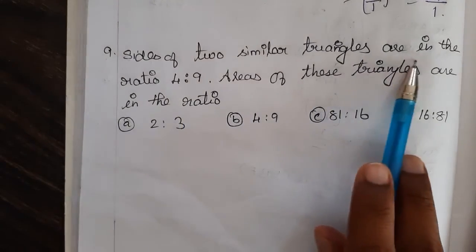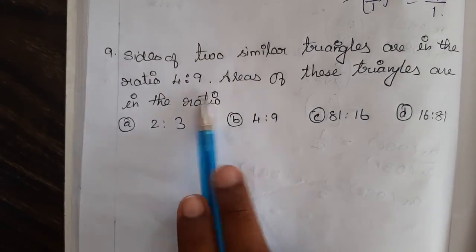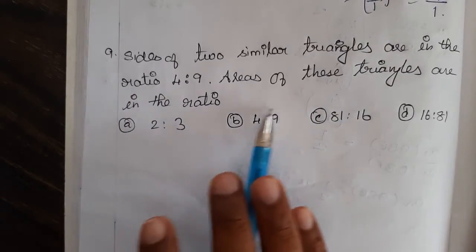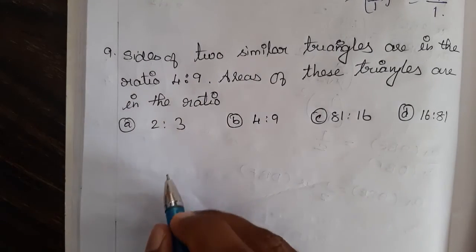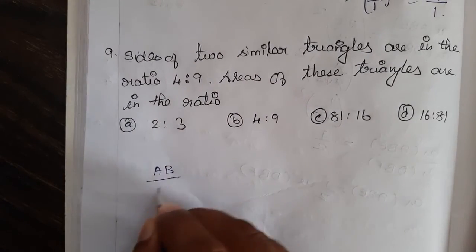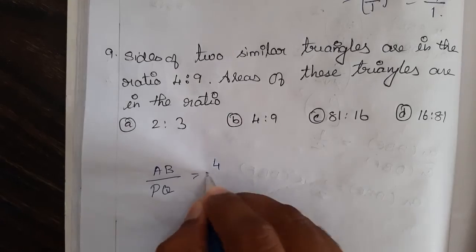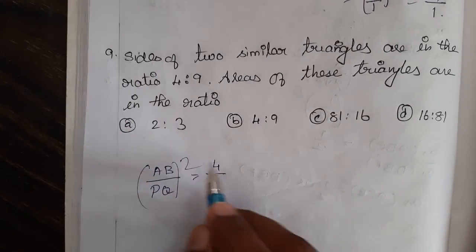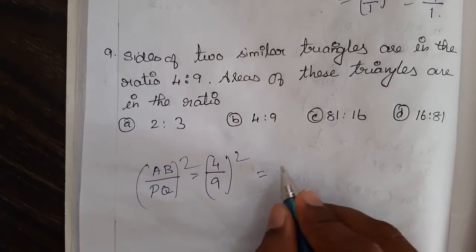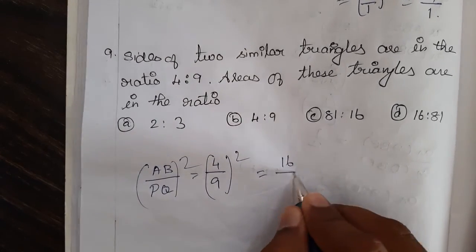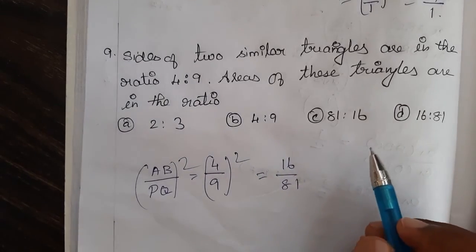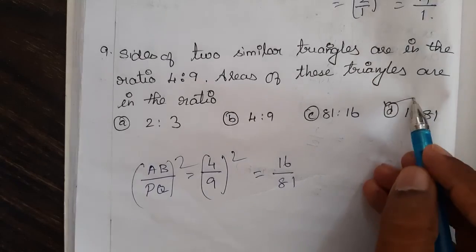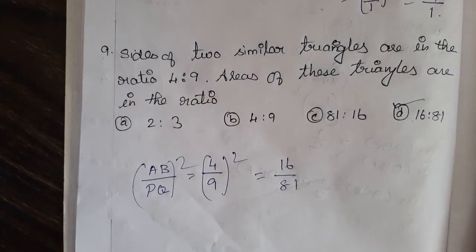Sides of two similar triangles are in the ratio 4:9. The areas of the triangles are in the ratio? The sides are given as AB by PQ equal to 4 by 9. For area we take the square of it, so it will be 16 by 81. Is the answer that, or is it to be simplified? No, it's that. So 16:81 is the right option. Thank you.